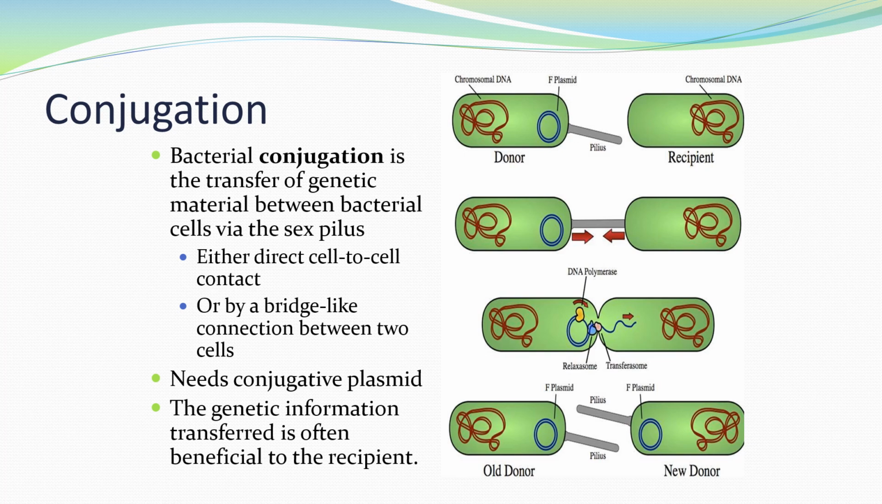So usually this genetic information is going to be decently beneficial to the recipient. Sometimes it can be kind of useless, at least to us upon observation, but it could be something like being resistant to antibiotics. It just depends.